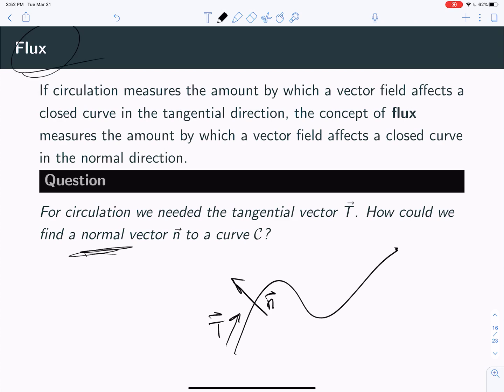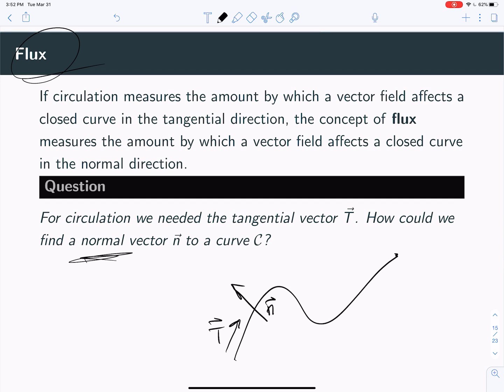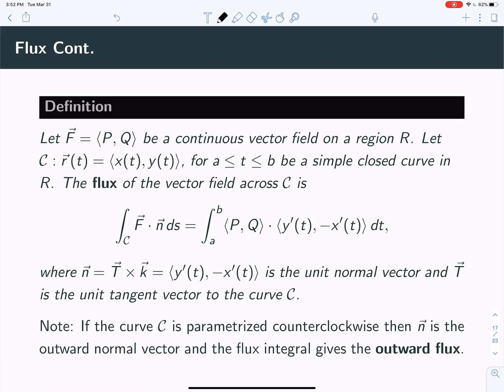So flux is essentially the amount the wind blows you to try to tip over your bike. You know, if you're biking this way, then work tells you how much the wind pushes you, and flux tells you how much the wind tried to tip you over, kind of a thing, coming at you across or pushing you off your path. Mathematically, all we're going to do is replace the tangent vector with the normal vector. Everything else is exactly the same.